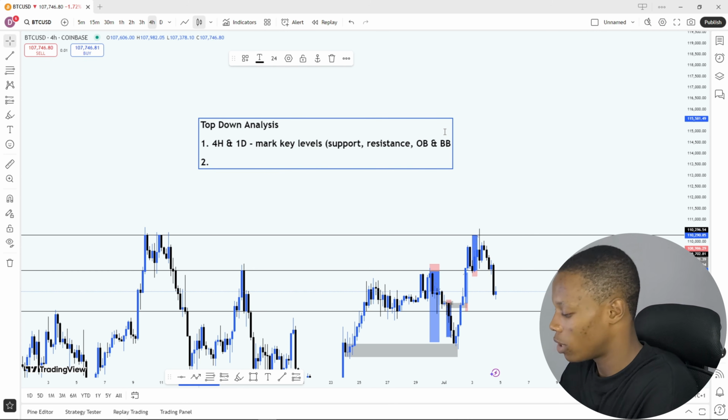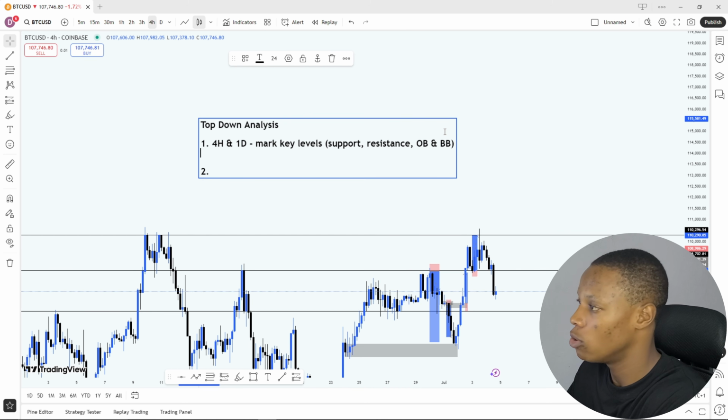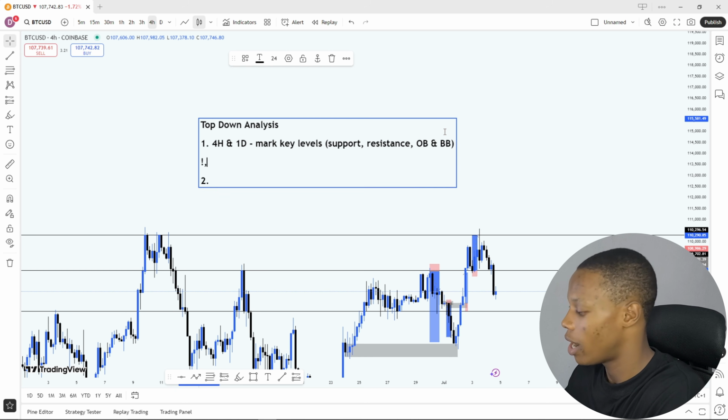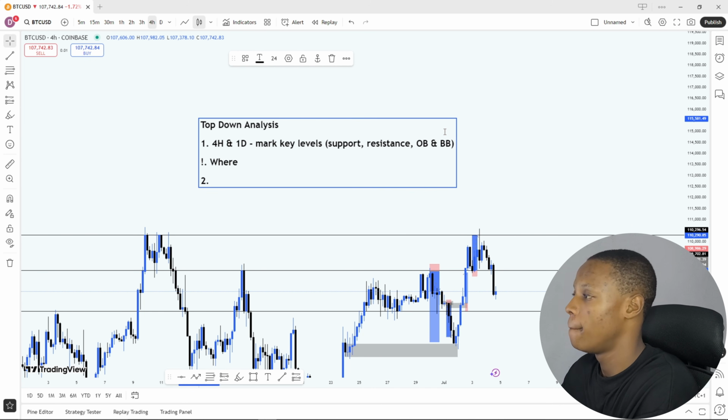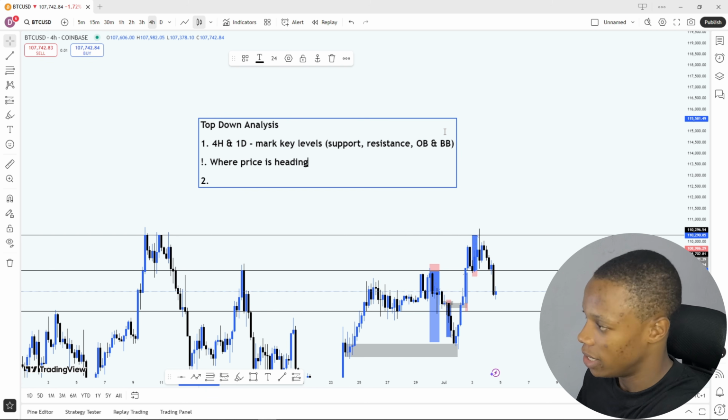So now I'll show you what I mark out and why I mark it out. Why do I need to go to those higher time frames? I do that so I can know my target, where price is headed, where price is heading.